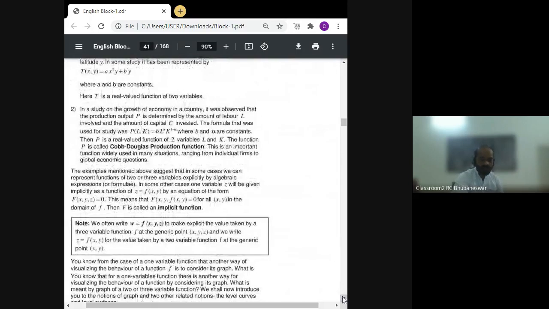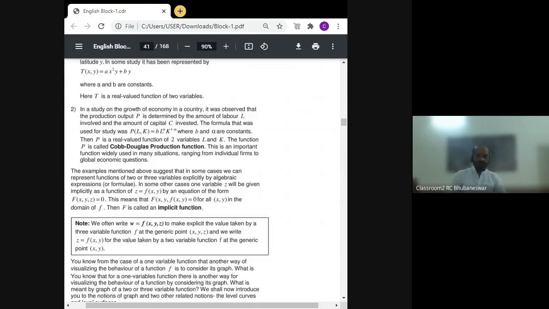Now we can also define some implicit functions. So look at that implicit function. That means x, y, z are not directly given inside the function f, but we can represent it in the form of z as a function of x, y. So you get the expression z equal to f of x, y.